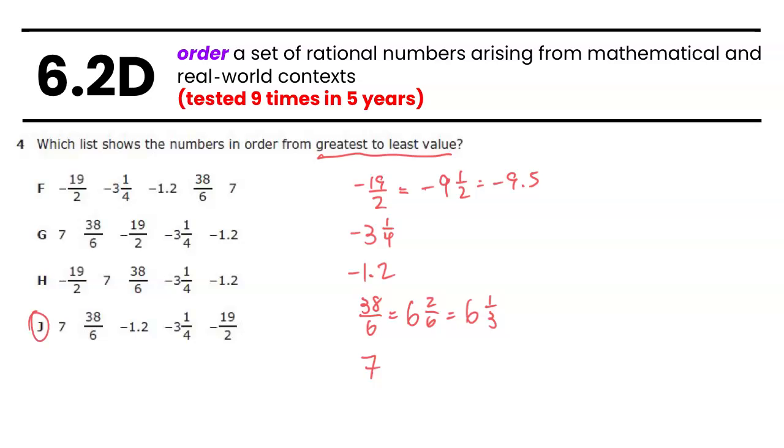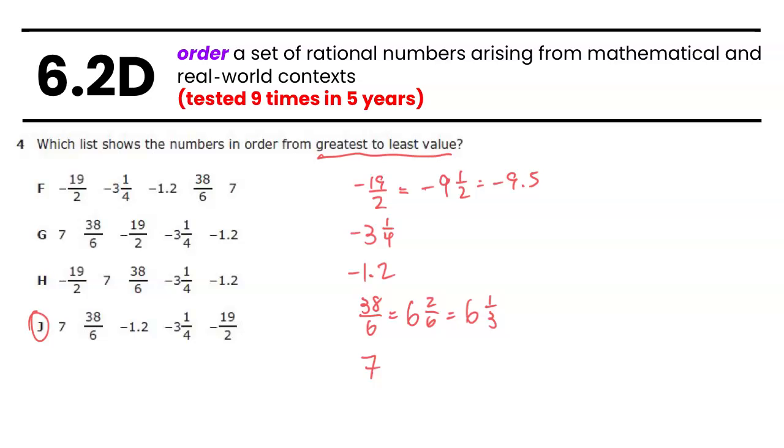Now the misconception you're going to want to look out for here is found in letter G. You'll see that this is 7, this is 6 1/3, this is 9 1/2, this is negative 9 1/2, this is negative 3 1/4, this is negative 1.2. And so students thinking that a large number but with the negative in front should go before a smaller number with a negative in the front is the misconception.